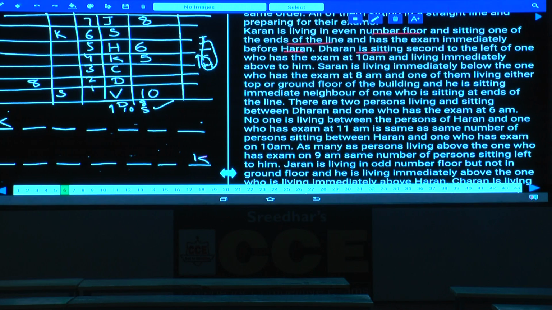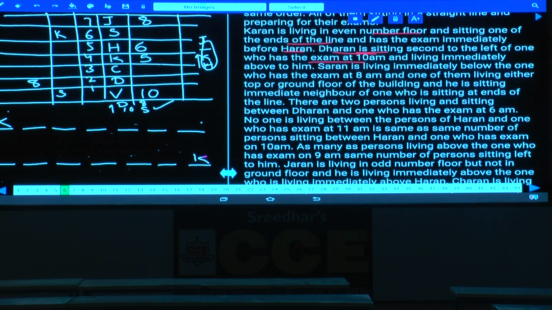Dharan is sitting second to the left of the one who has the exam at 10 o'clock. Now who has the exam at 10 o'clock? V has the exam at 10 o'clock, isn't it? Now one more information, V is 4th to the left or 4th to the right, either information at the last. Or else, just to check that information here, Dharan is seated second to the left of the one.